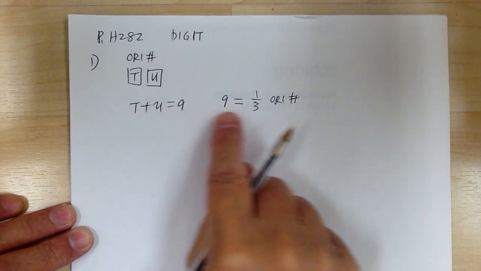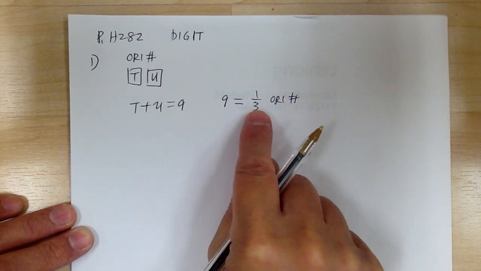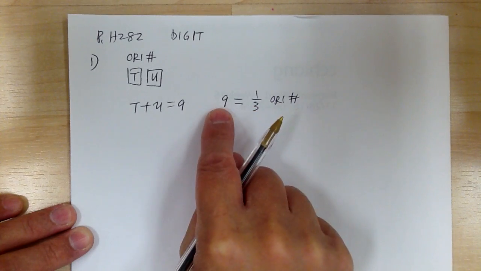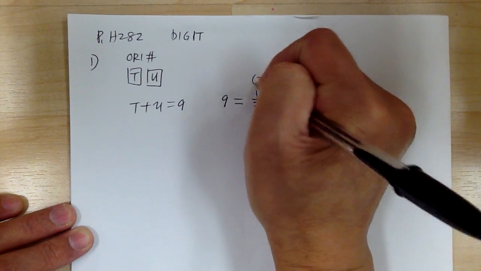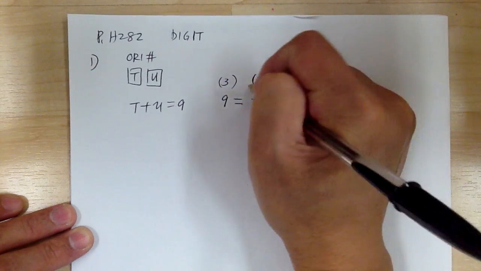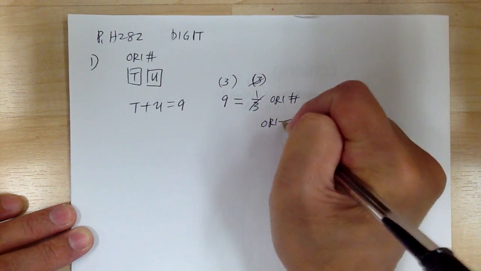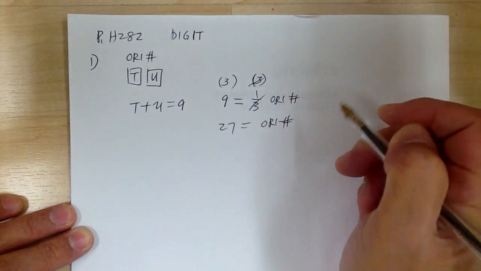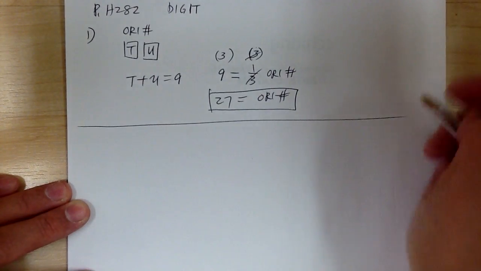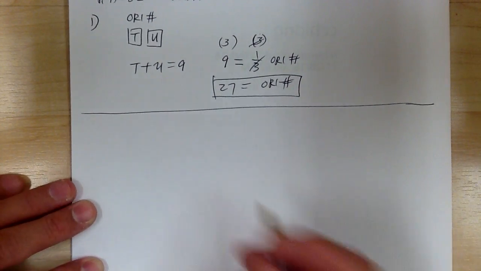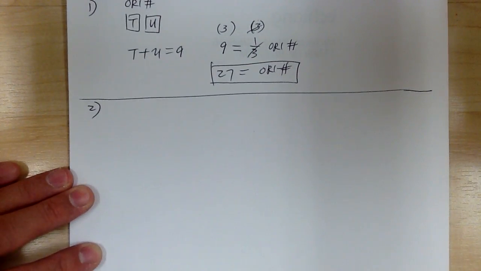In this case, you don't have to do anything to it. You have the original number, and 1/3 of that is 9. So all you have to do is multiply both sides by 3, and this will cancel out. So your original number is equal to 27, and that's it. You're done. This problem is kind of weird. Now let's go to number 2.